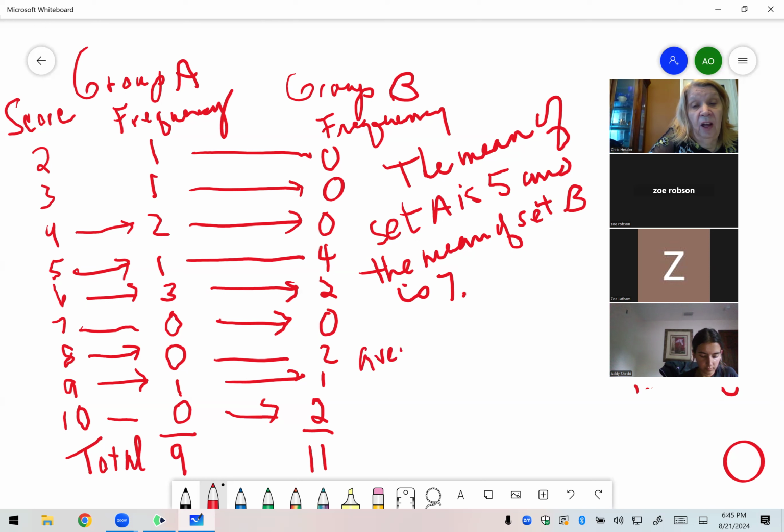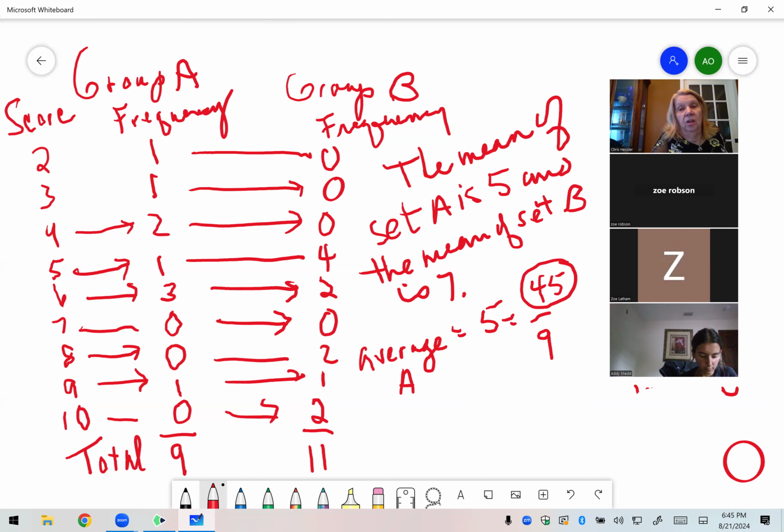So the average of A, we would have, so it's 5 and there's 9 terms. So the sum of A, we don't even have to take the time to do it. It would just be 45 from what we did earlier in the hour. And so the average of B, we know that the average of B is 7, sorry. And we have 11 numbers, so that's 77.